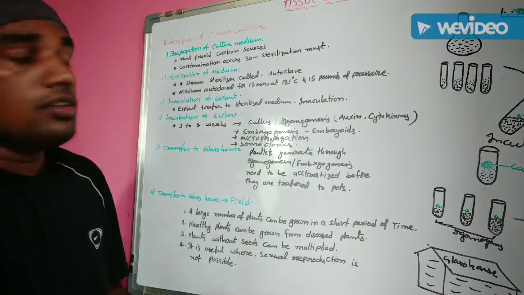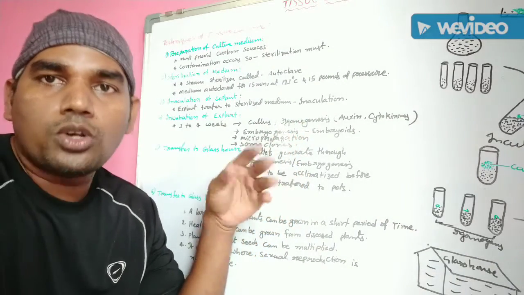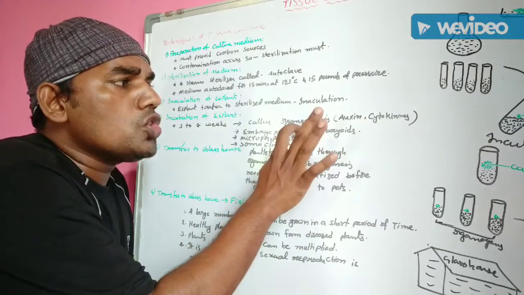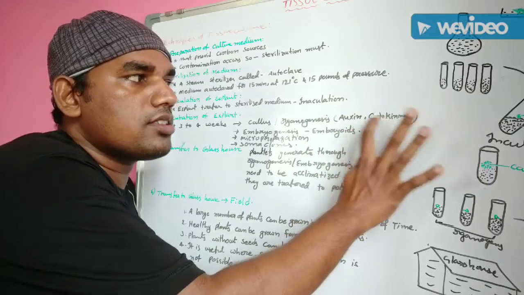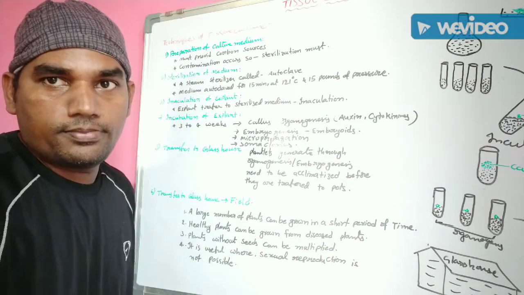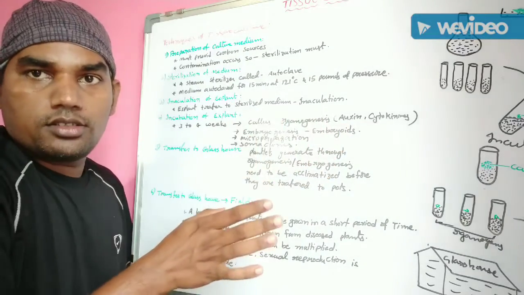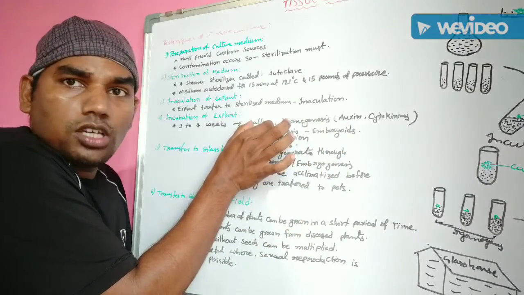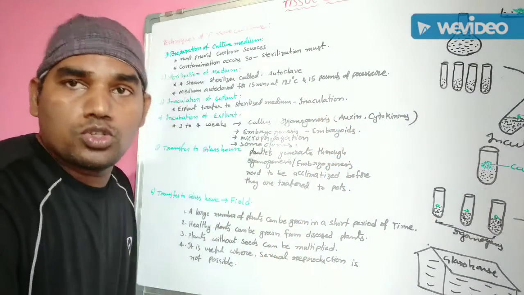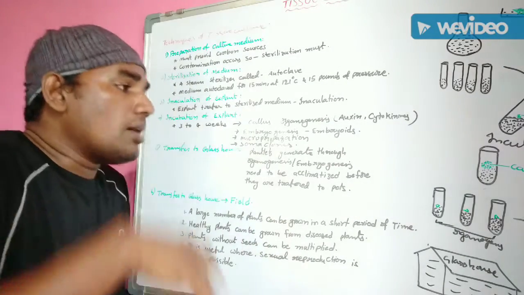Sometimes this callus is differentiated into some organs like root and shoots. In this way, organogenesis occurs by the presence of auxins and cytokinins in the nutrient medium. That means the undifferentiated mass of cells is differentiated into organs. That one is known as organogenesis.